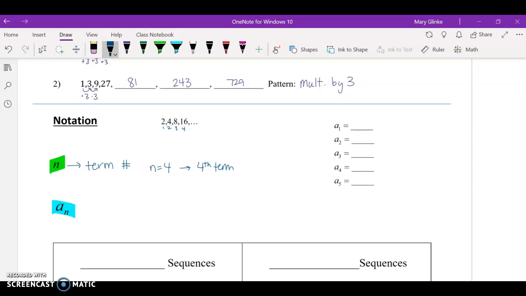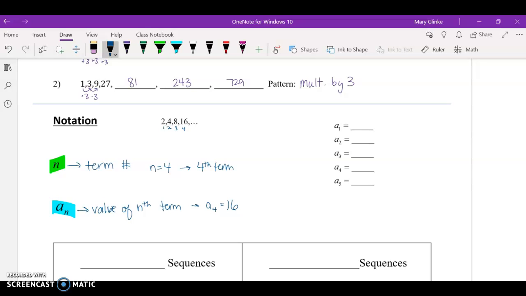Versus a sub n, this is actually the value of the nth term. So I can say, what is a sub 4? What that is saying is go to the fourth term, because that's what n is, but tell me what that equals. So the value of the fourth term is 16. So I'm actually looking at what it equals.